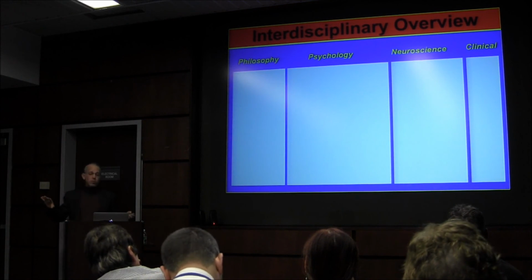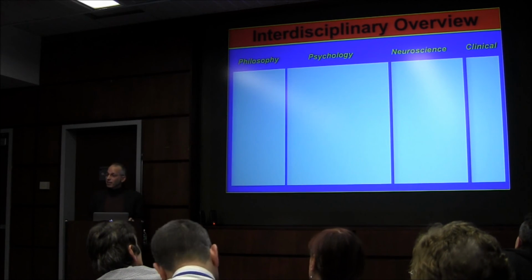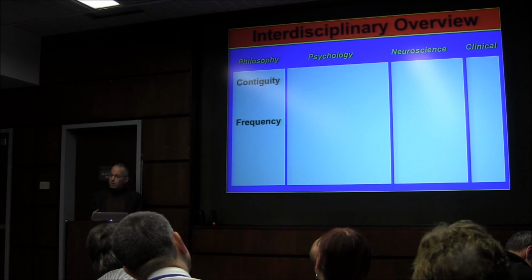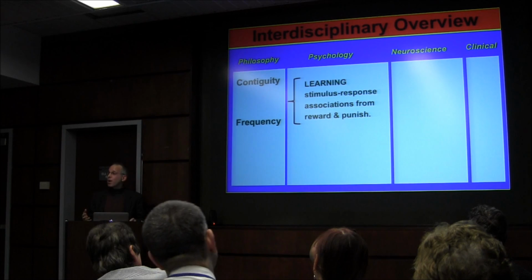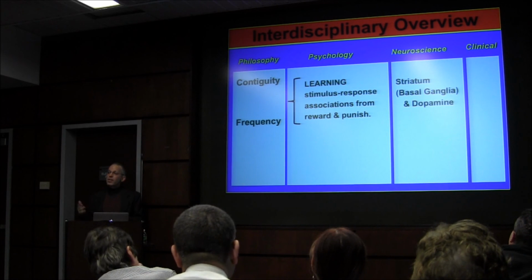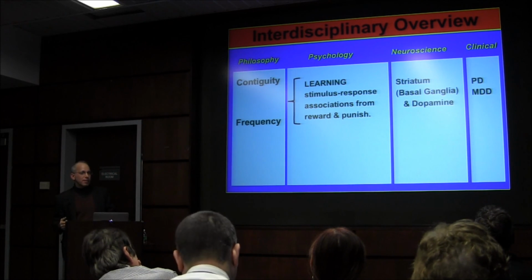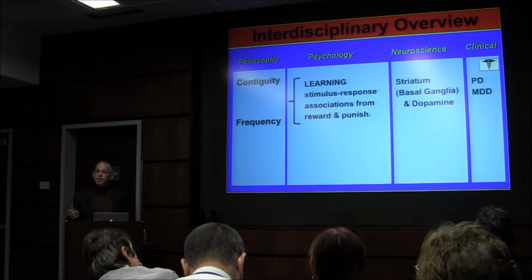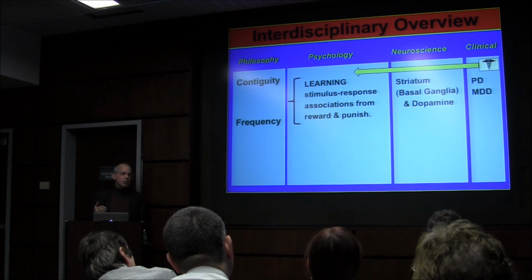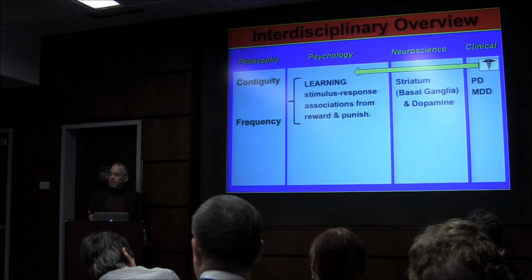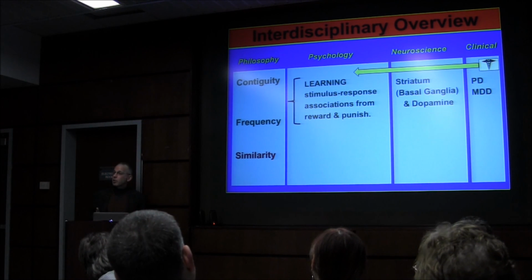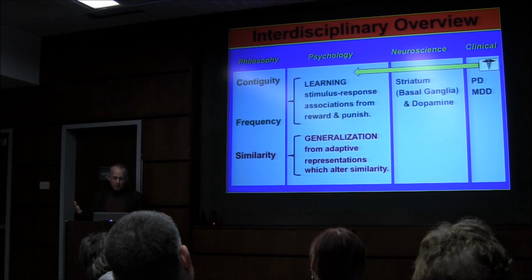It was an interdisciplinary overview that spans philosophy, psychology, neuroscience, and clinical directions. We started with the philosophy of contiguity and frequency as Aristotle's principles of association, which led to theories of learning and stimulus-response learning from reward and punishment, to a focus on the striatum, the basal ganglia, and dopamine, with clinical implications for Parkinson's and depression. These then provide insights into medical interventions, the drugs, which allow us to understand how these drugs might affect the neuroscience that is disrupted here and impact learning.